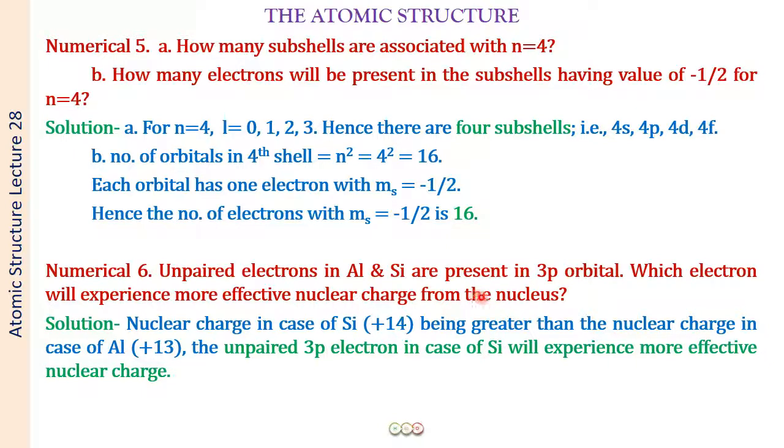So the repulsion from the inner shell electrons is going to be the same for aluminium and silicon, both being present in the 3p orbitals. So what is going to matter over here is the nuclear charge on aluminium and silicon. The nuclear charge in case of silicon is +14, for aluminium it is +13. So the nuclear charge of silicon is more than aluminium, and hence the unpaired 3p electron in silicon will experience more effective nuclear charge. We will be discussing this more in the course of periodic properties.